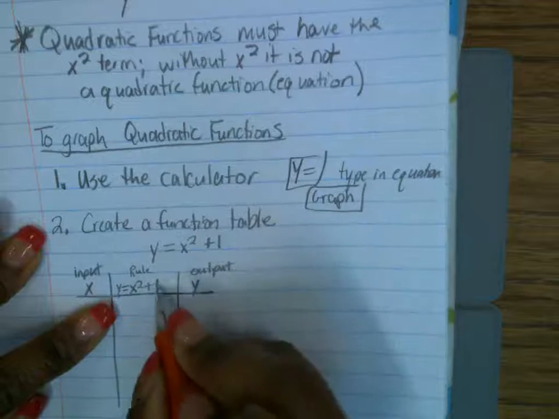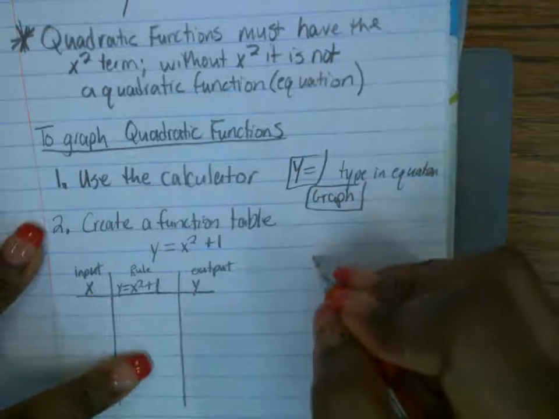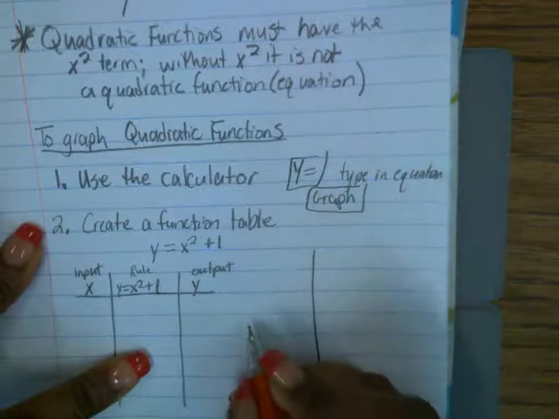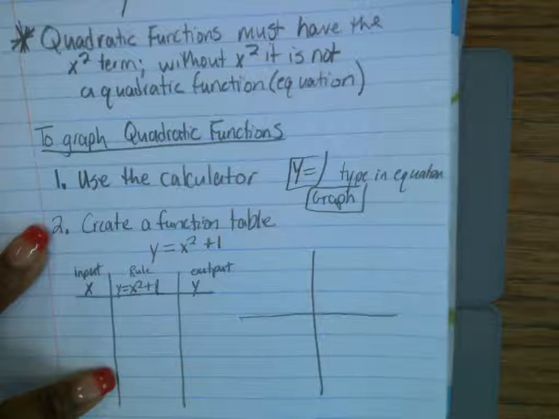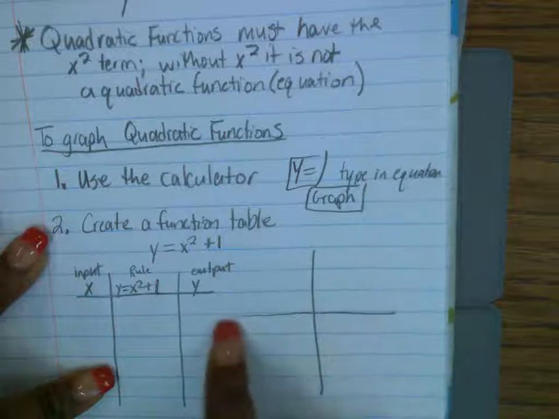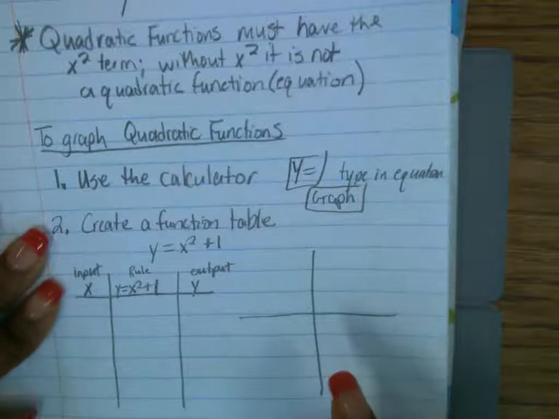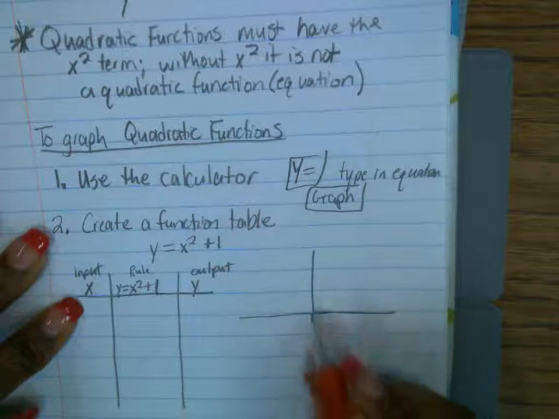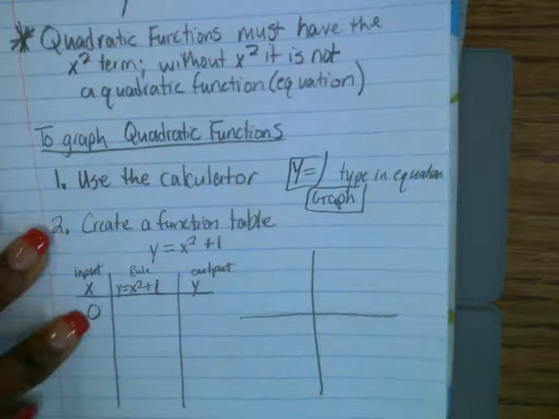Okay? So all you're doing is graphing this on paper. Please don't use x values that are beyond what you want to graph. Okay? Don't do that. I'm going to start with 0 because that's here. X is 0.